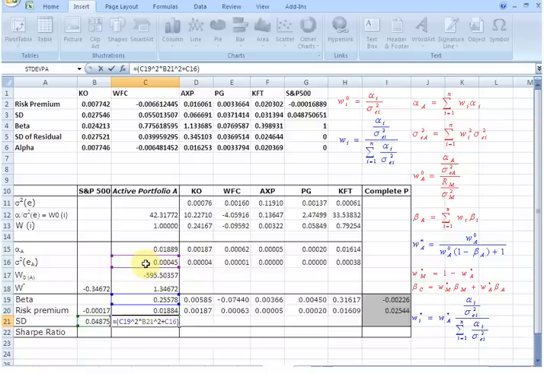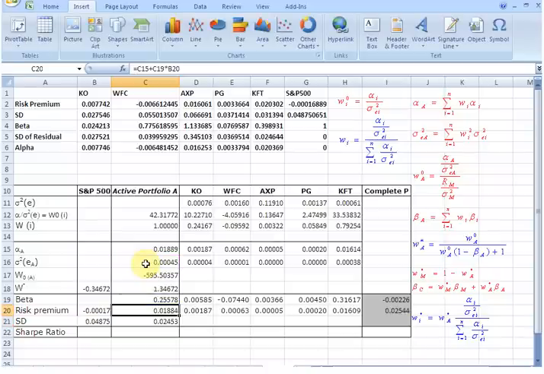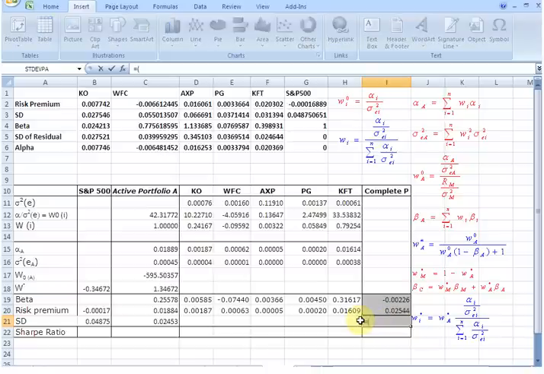But because we need the standard deviation, we are going to raise this to the power of half. Hit enter, and we should have the standard deviation of the active portfolio, 0.02453. Let us do the same thing for the complete portfolio as well. So we have beta squared of the complete portfolio, which is this. Square it up, multiply it by the variance of M. Well, this is the standard deviation, so we are squaring this up.